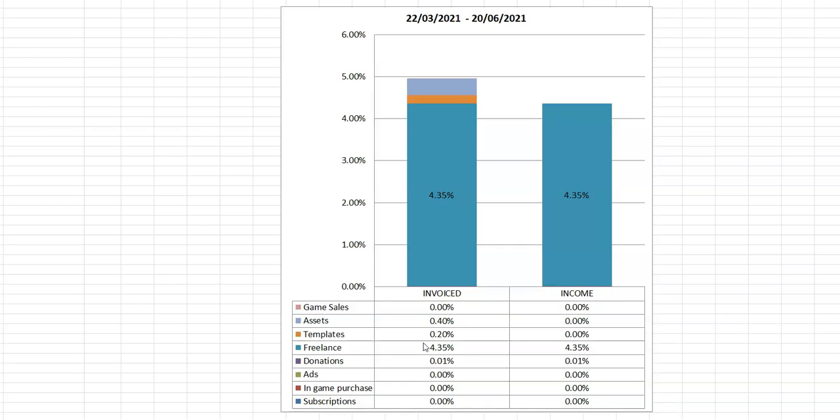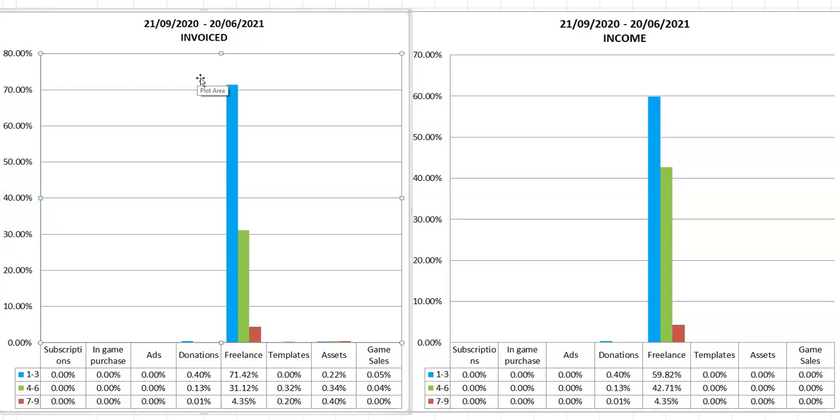So let's have a quick look at a comparison with the previous months. As you can see, the first 3 months were quite good. I had 70% of my previous job's income as invoiced, and the income actually in my bank account was, let's say, 60%. In months 4 to 6, the income was not much, 30% as invoiced, but I got some of the income from the previous months.